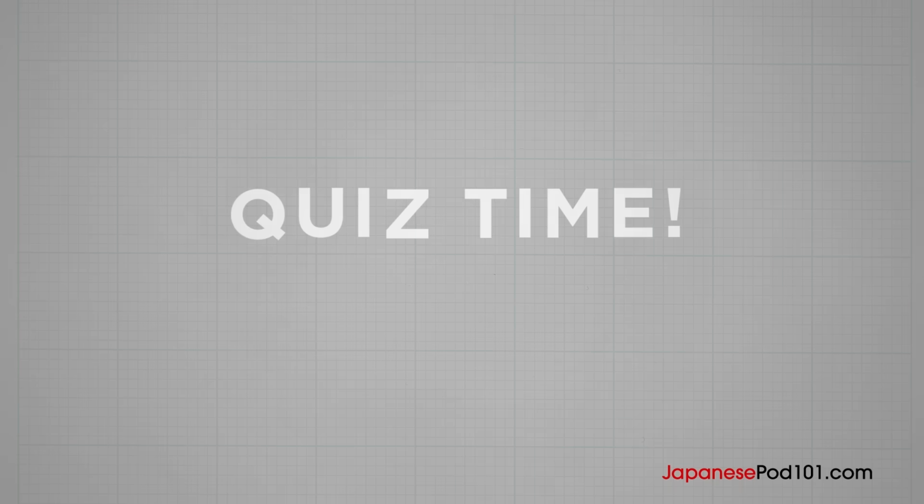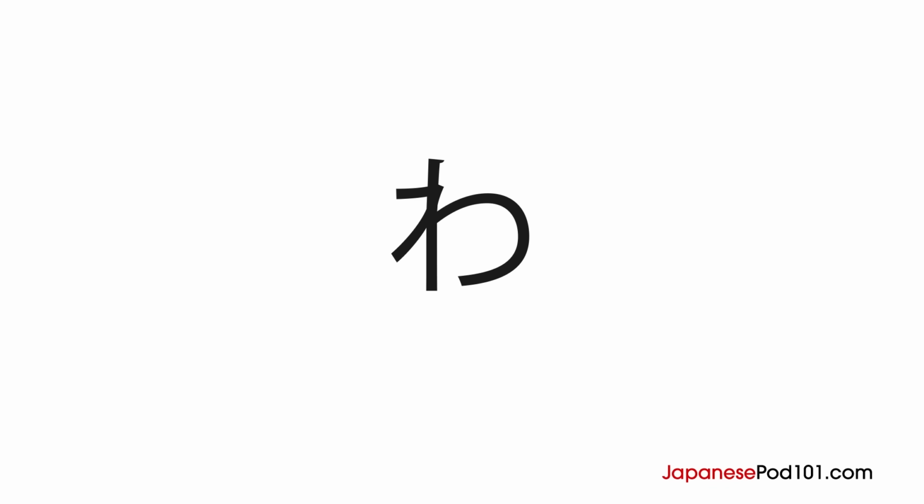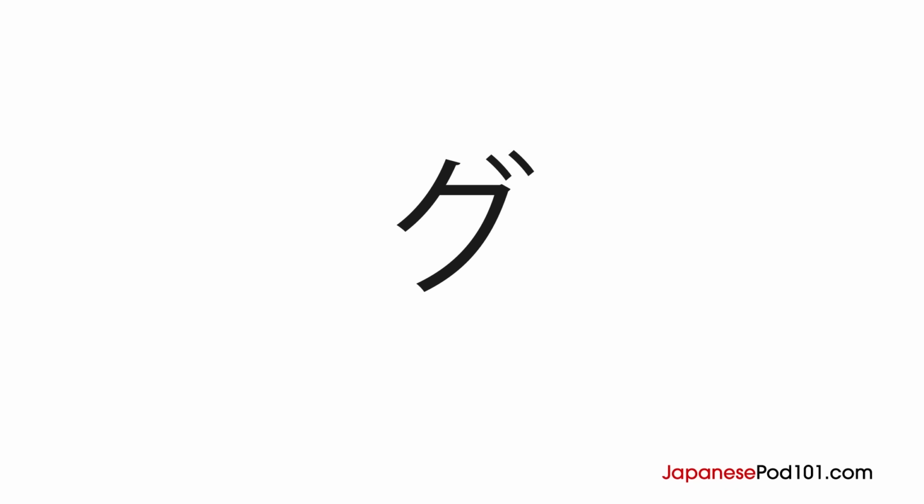Now, let's review what you've learned. I'll show you a character or a word and give you time to say them. Ready? Ko, e, wa. Which one is the katakana ke? It's this one. Just find the sideways K. It has a dakuten, so it's gu.